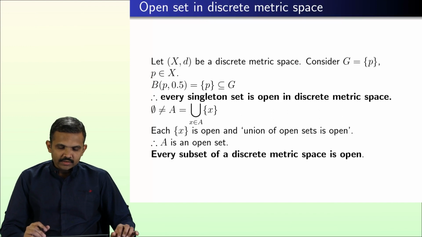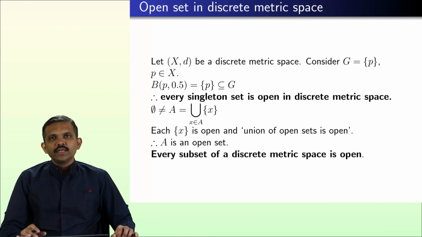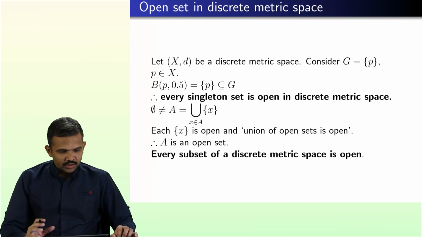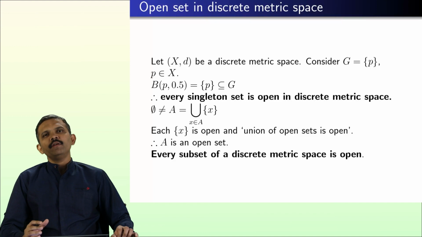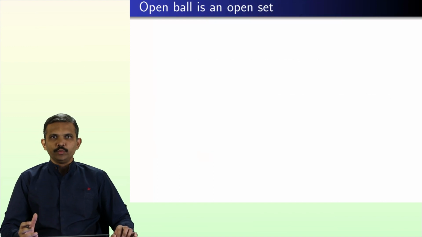Now, this means that every subset of a discrete metric space is going to be open. So, for a discrete metric space, the structure of open sets is very much clear. In fact, every subset of a discrete metric space is open.